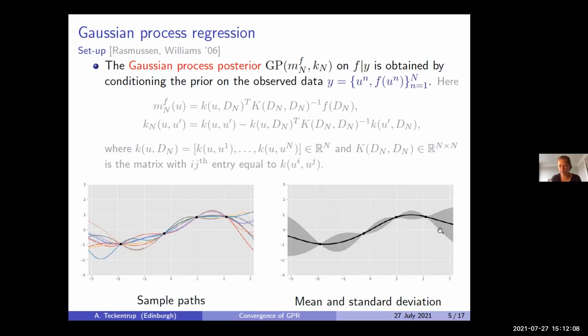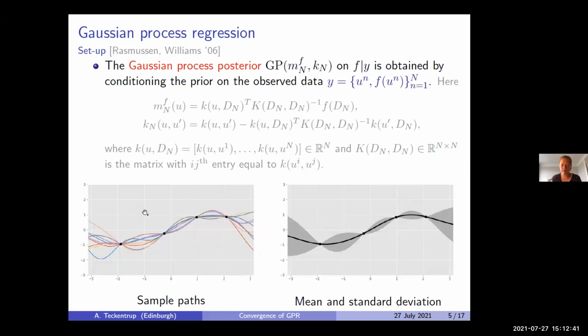And then you also have the updated standard deviation function, the variance function. And you can see that at the points, the posterior covariance is actually 0. That's because there's no uncertainty about what your function is doing here, right? You know that it goes through this point. So at all the points you have 0 variance, whereas in between, you're still a bit unsure what the function is doing. So you have a larger range for the variances in between.